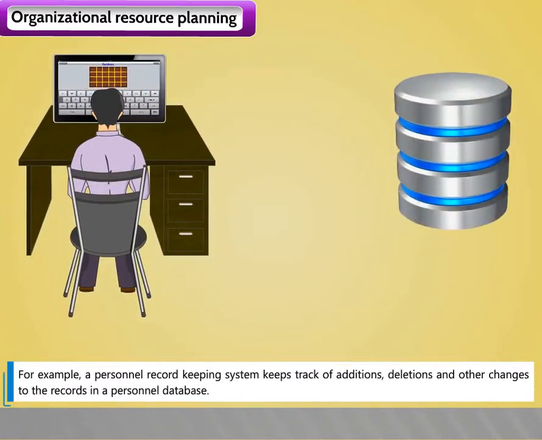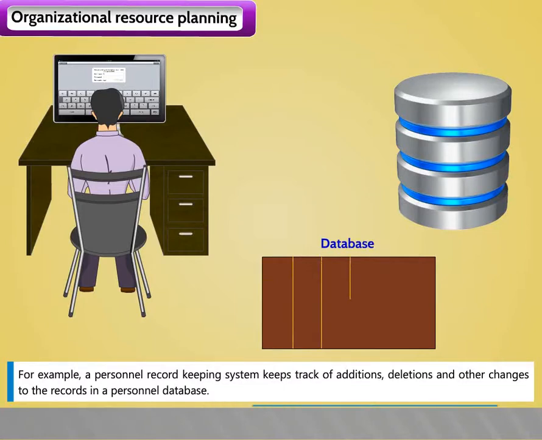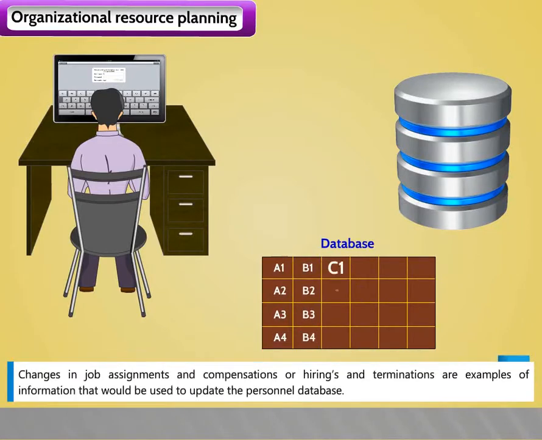For example, a personnel record-keeping system keeps track of additions, deletions, and other changes to the records in a personnel database. Changes in job assignments and compensations or hirings and terminations are examples of information that would be used to update the personnel database.